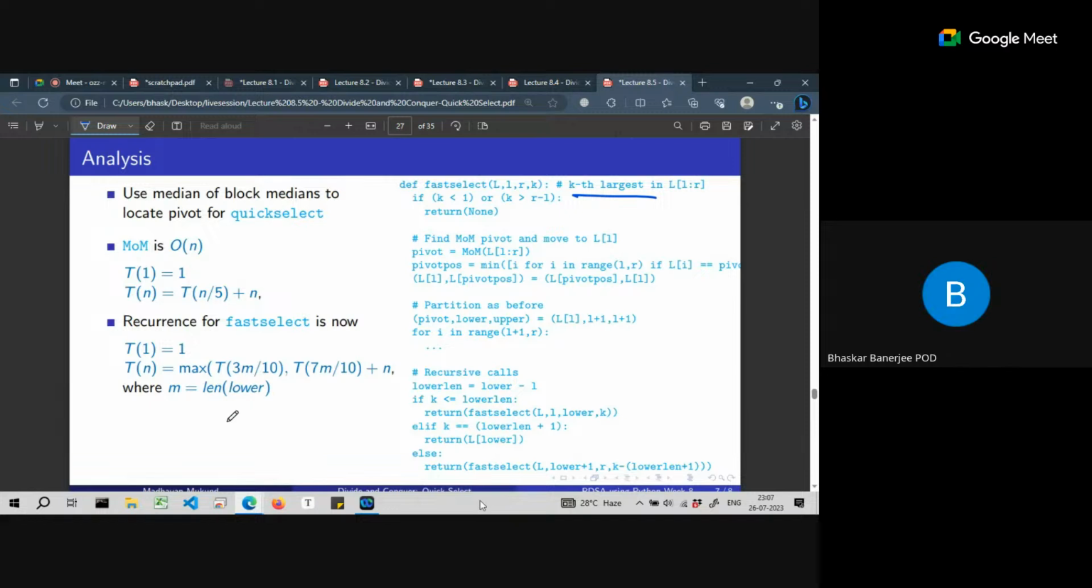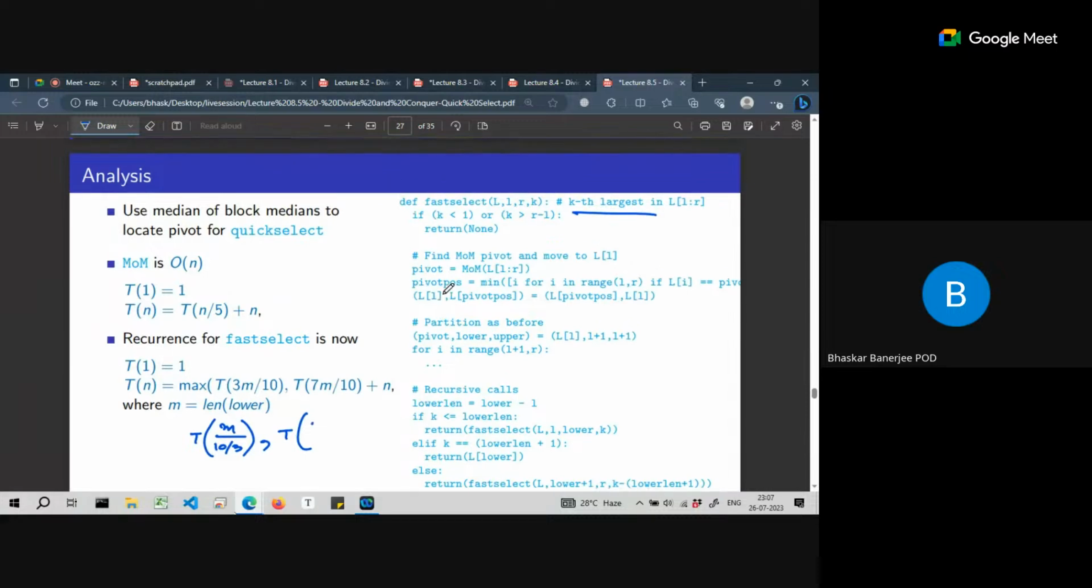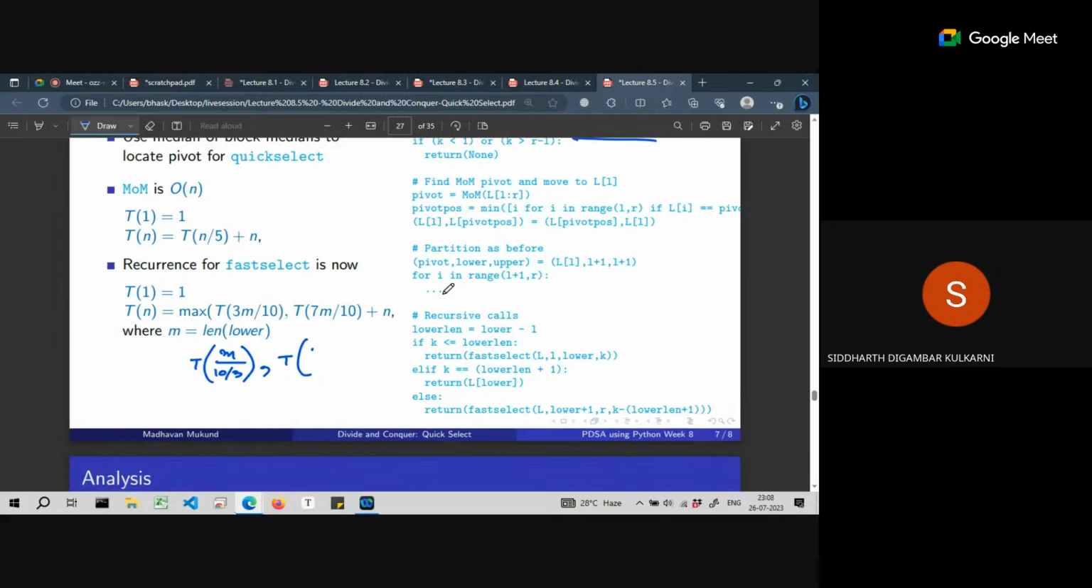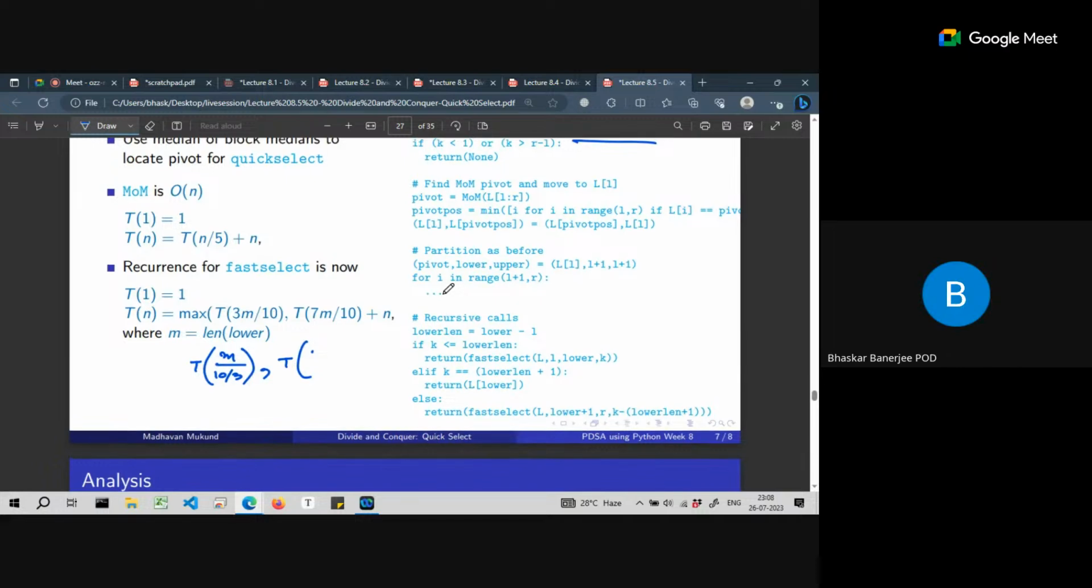Okay, so let's discuss it in this manner. 3m by 10 is what? Let me write it in this manner. m by 10 by 3, right? T of n by 3. So m is the length of the lower segment. But we just discussed that it is T(n/10), no? n is the total number of elements. m is the length of the lower segment. It should be n by 10 only.